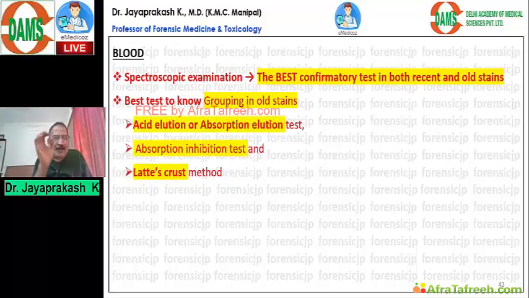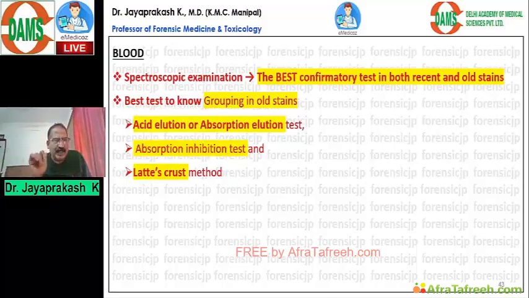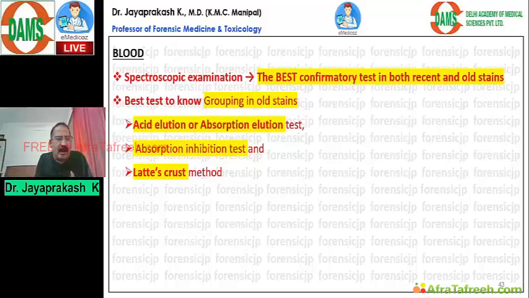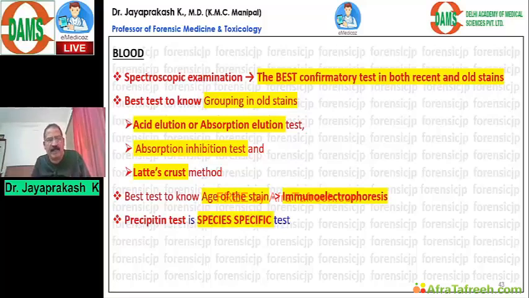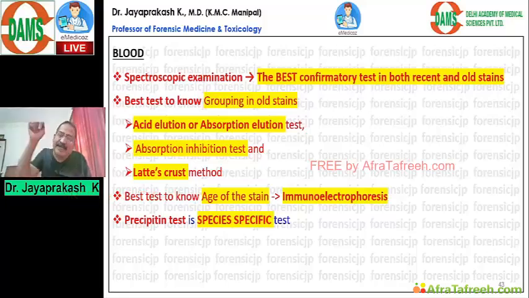To know the grouping of an old stain, there are 3 tests: absorption elution, absorption inhibition test, and lattice crust method. At the same time, the best test to know the age of the stain is immunoelectrophoresis. And remember, the precipitin test is not specific for blood examination. It is a species-specific test, used to know whether it is human blood or not. If it is monkey blood, whether it is monkey blood or not.